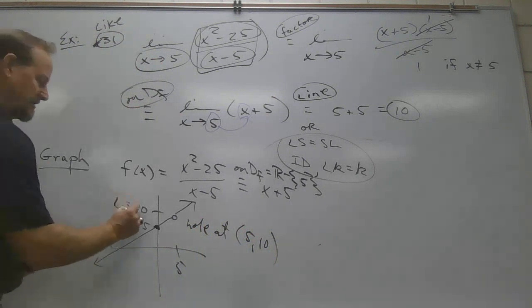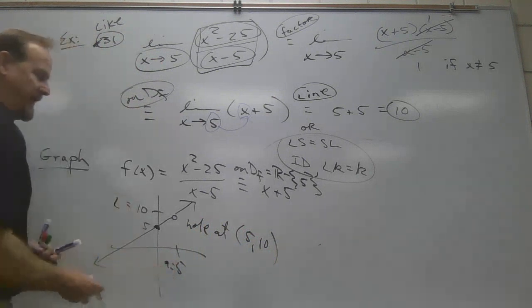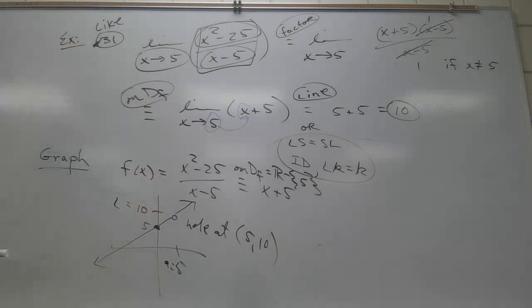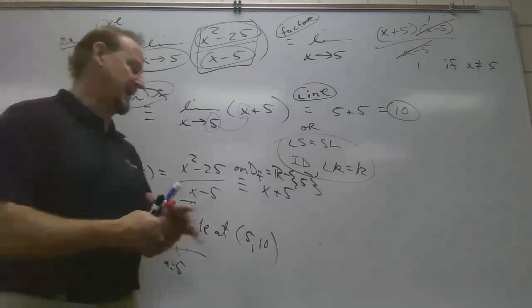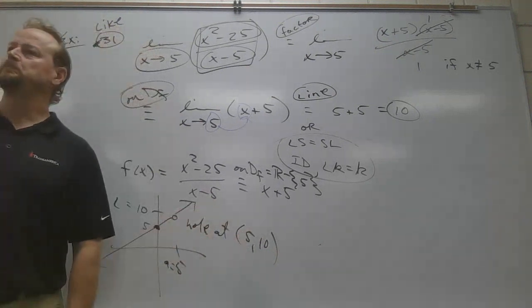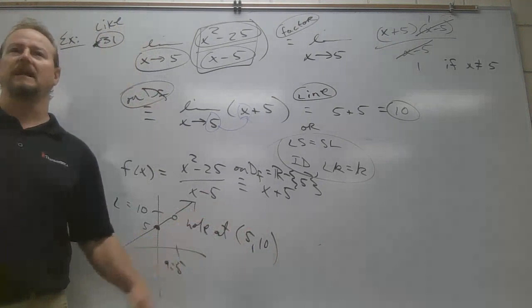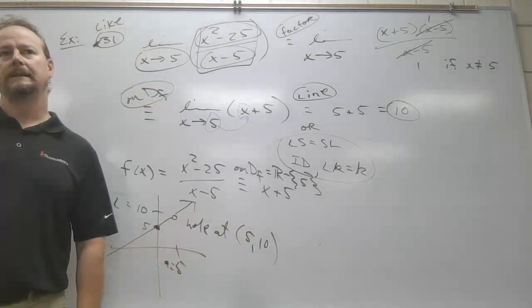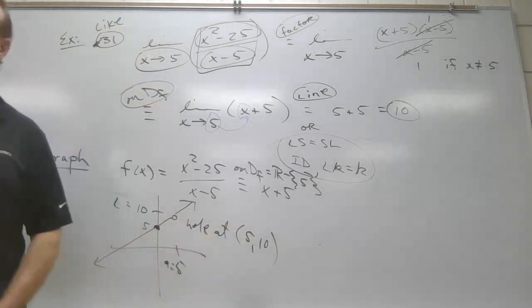So the limit L is 10, A was 5, right? We can do epsilon-delta arguments here if you want, which you should know how to do. This is equivalent to a line away from the hole. Away from x equals 5, it's a line. So it's a line with a hole in it, right?